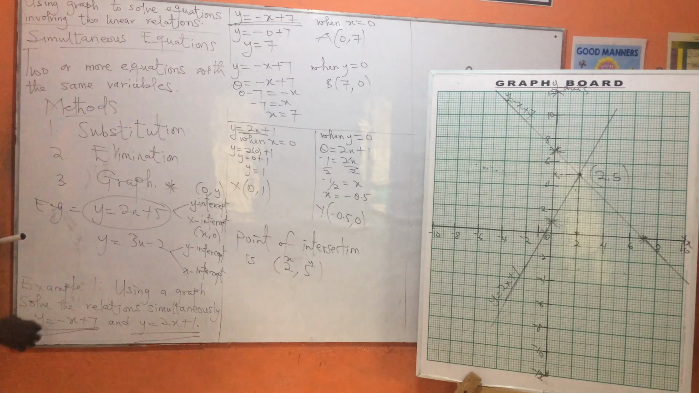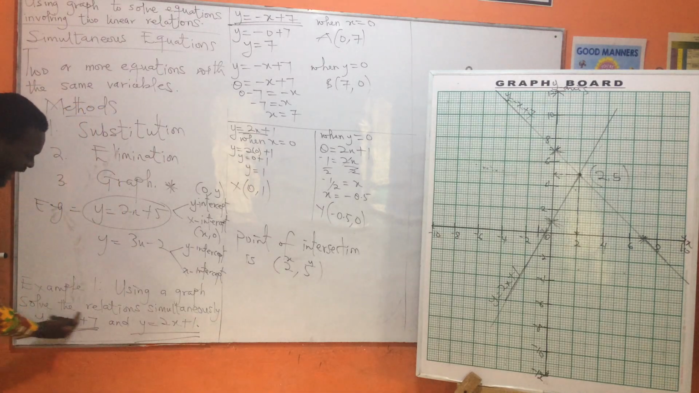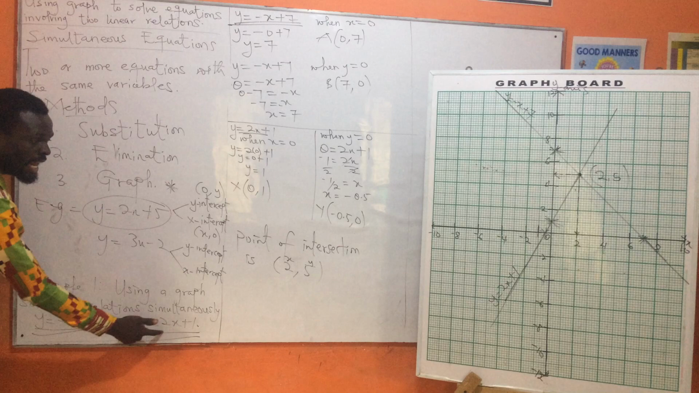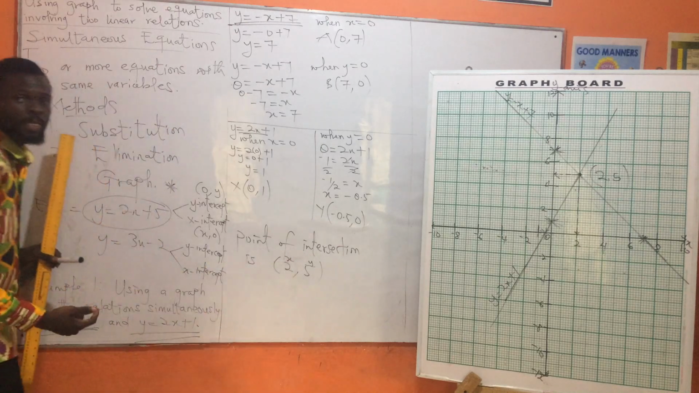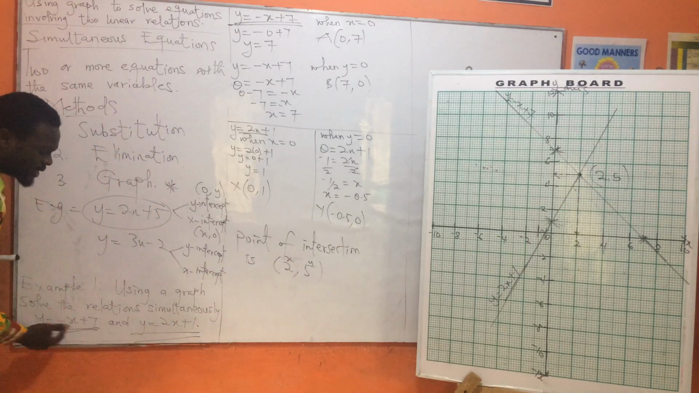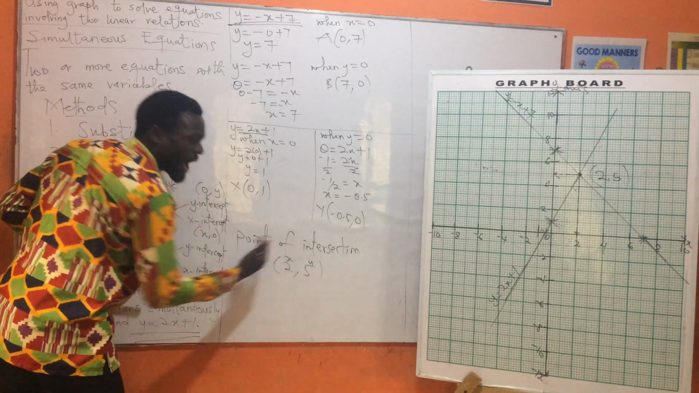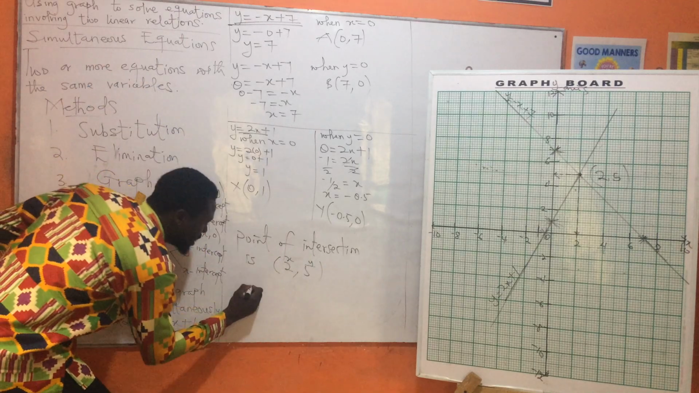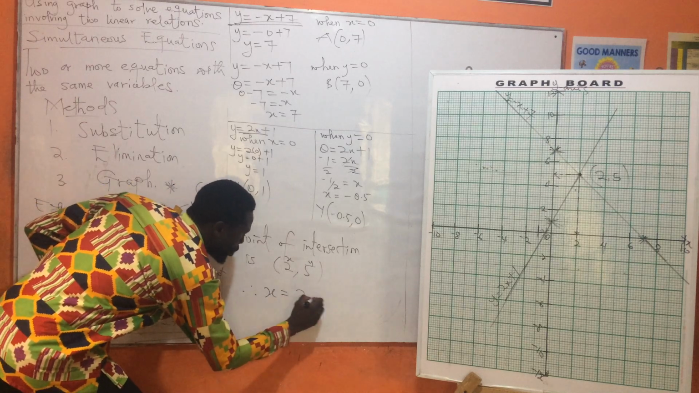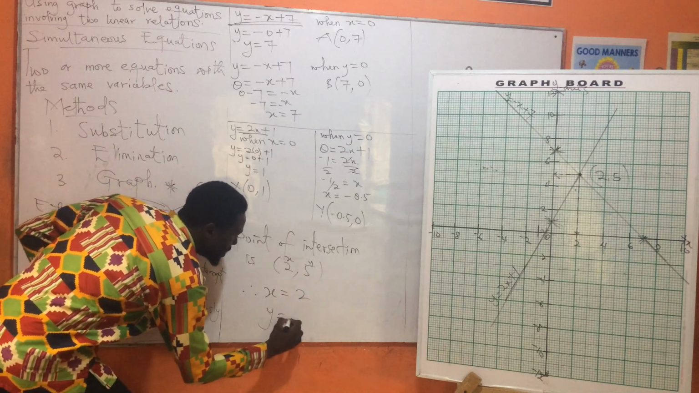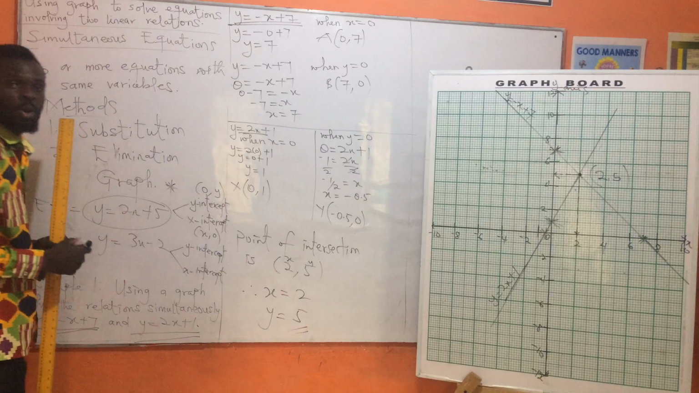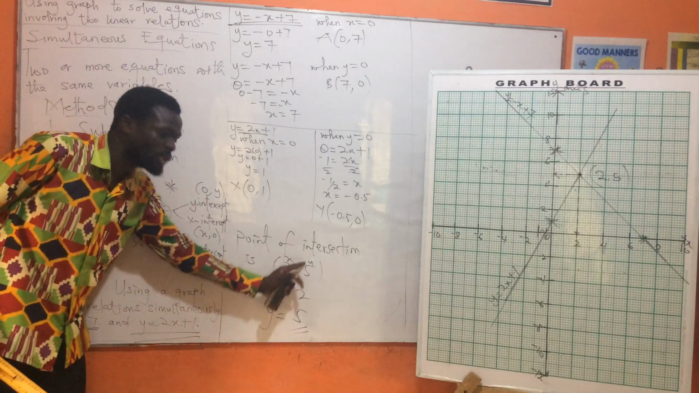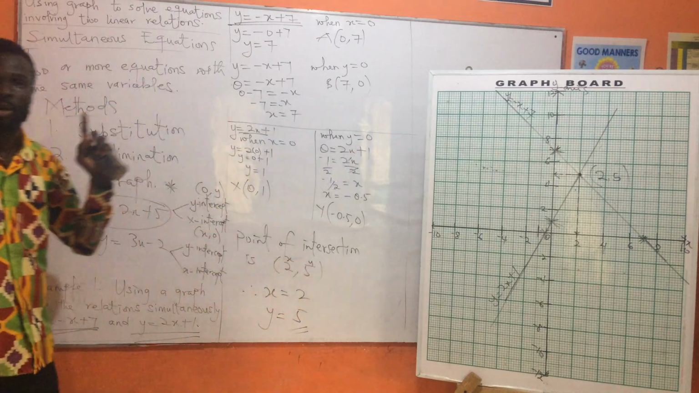Which means that the value for x in these two relations is 2, and the value of y in these two relations is 5. So we can say, solving them simultaneously, therefore, x is equal to 2 and y is equal to 5. We have been able to solve this equation simultaneously on the graph.